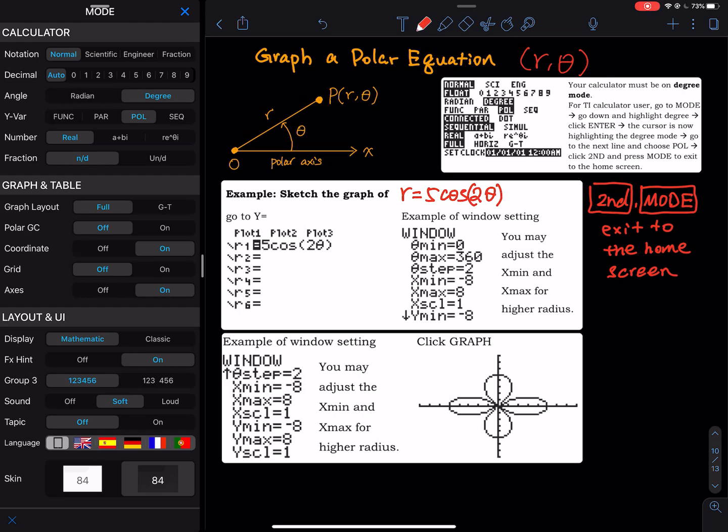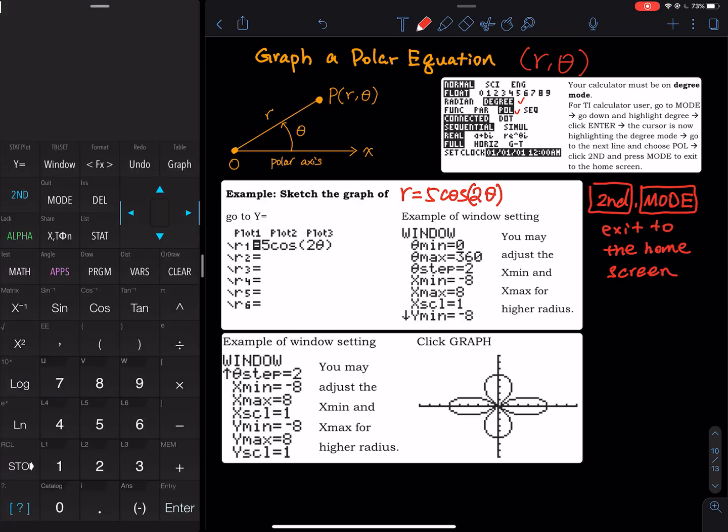On your screen, you go to mode and then you put it in degree mode, and then you select POL. So degree mode and POL. POL stands for polar. Did you do that? I did that too, degree and POL. And then you want to go back to the home screen. Every time you want to exit, you click second and then mode. Second and then mode, and you go back to the home screen.